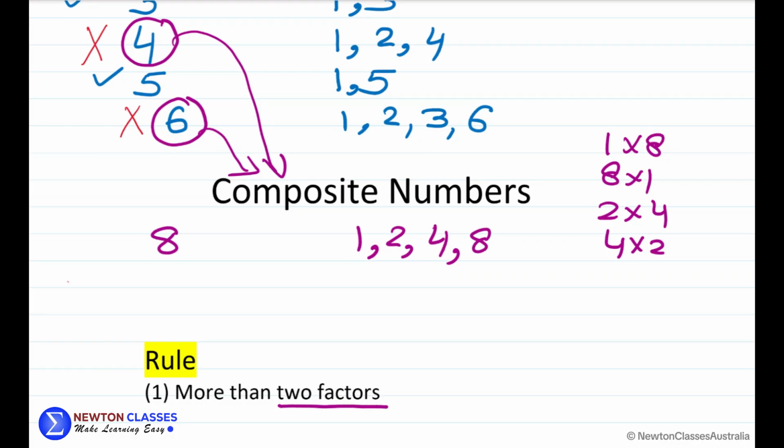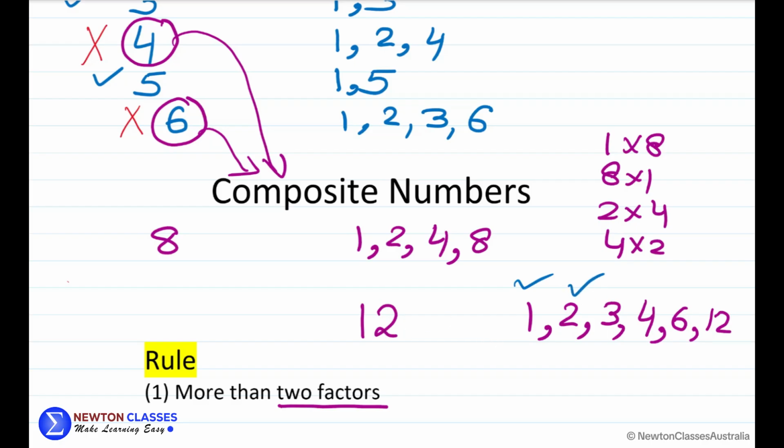So let us take one more example, 12. What are the factors for 12? 1, 2, 3, 4, 6, and 12. It means I can divide 12 by 1. We can divide 12 by 2, it's an even number. We can divide 12 by 3, 4 is a 12. I can divide 12 by 4, 4 is a 12. I can divide 12 by 6, 6 times 2 is 12. And definitely 12 by 12 is 1, so we can divide 12 by 12 also. So these are the multiple factors which are more than 2. Therefore, 12 is a composite number.